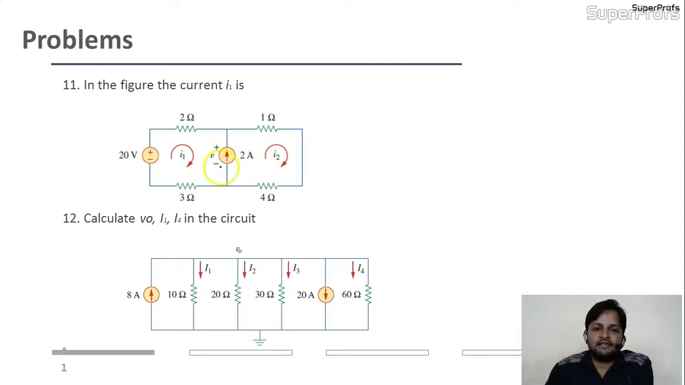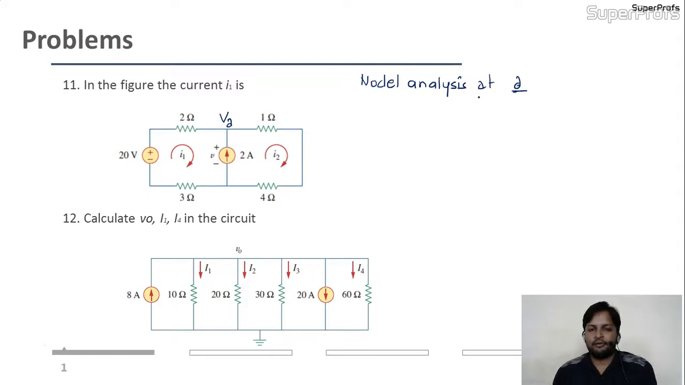2 meshes are here in the circuit. 2 nodes are there. 1 node will be grounded. Only 1 node will remain. It means to solve this circuit, node analysis will be easier than mesh analysis. I'm assuming this node A. I'm assigning the voltage VA to this node. Now I'll write the nodal analysis at point A.